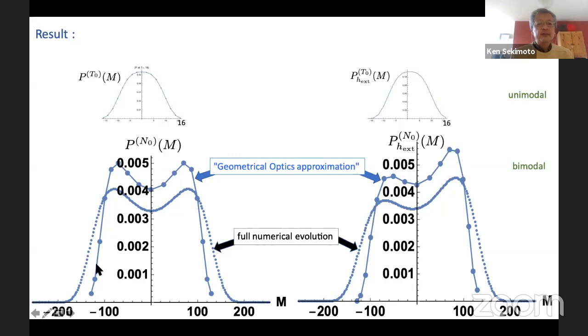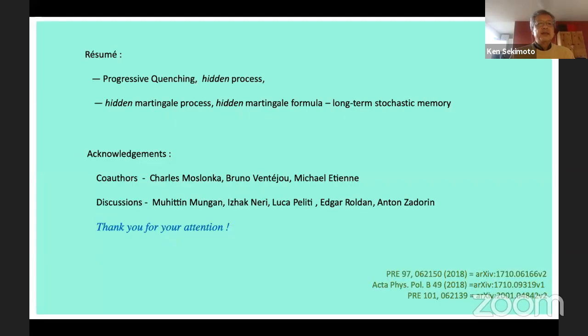The distribution predicted is, although it has only 16 points, pretty well the full numerical calculation of the final distribution of the magnetization, either without perturbation or with perturbation. The position of the peak is quite well reproduced, and the presence of the double well comes from the single peak distribution and geometrical optical approximation. So this is all of the contents of my talk.